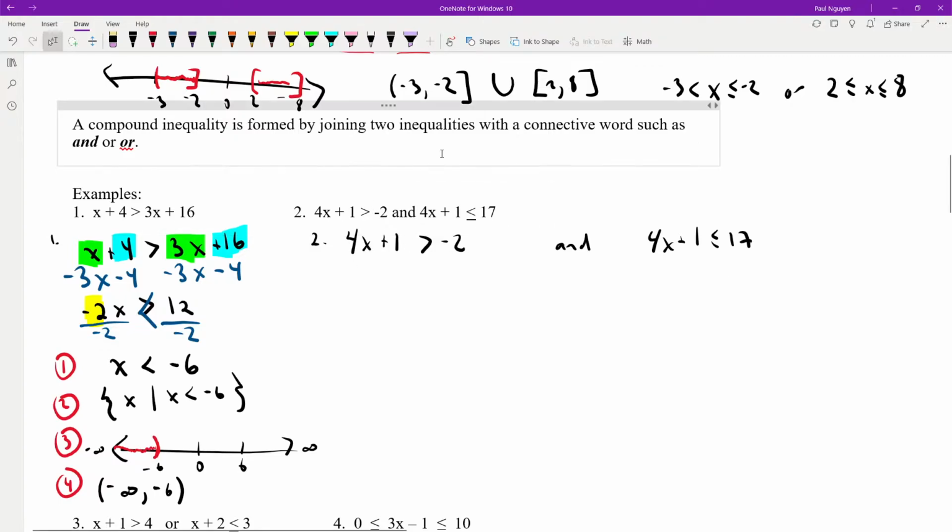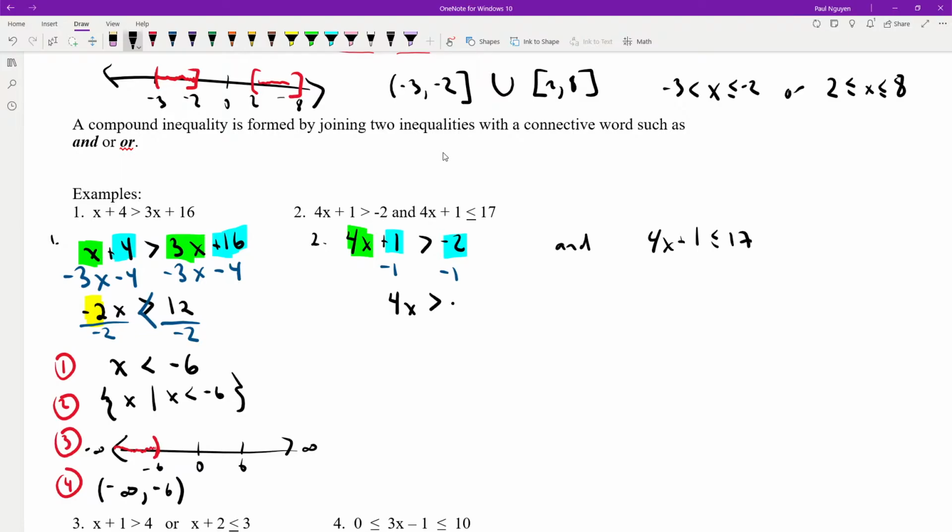I have an inequality here, and I'm going to use the approach I did before. Everything with an x I want on one side, everything without I want on the other. So I'm going to subtract this 1 from both sides, and I'll get 4x is greater than negative 3. I'm going to divide both sides by this 4 to get rid of this 4. So this 4 cancels with this. I don't have to flip the sign because I'm dividing by a positive number. So on the left I get x, and on the right I have negative 3/4.